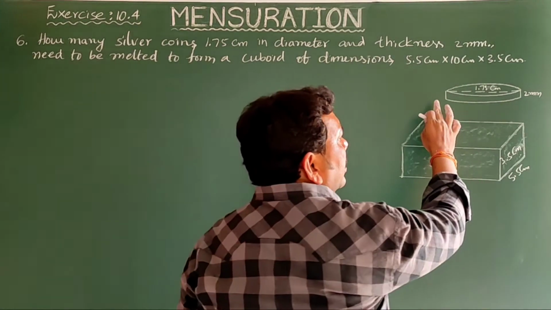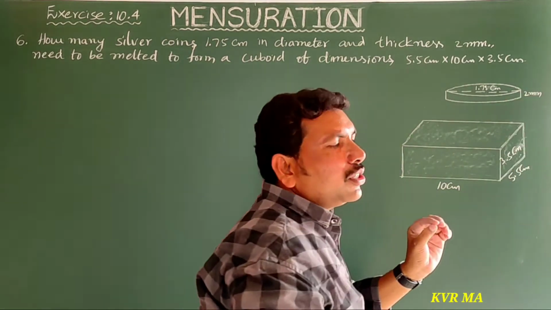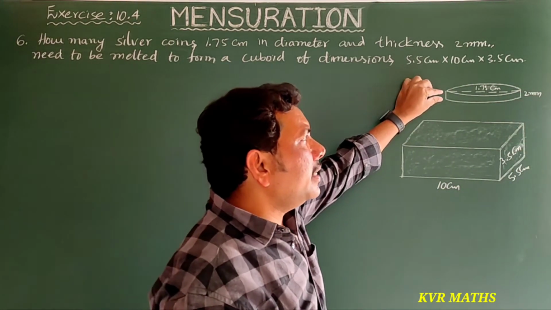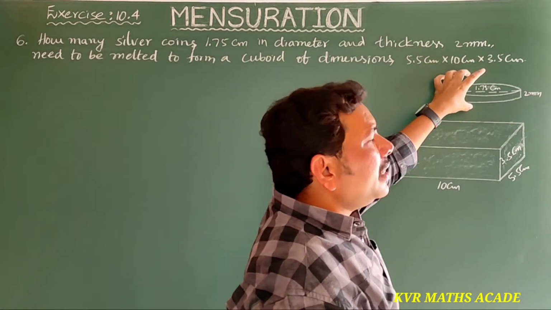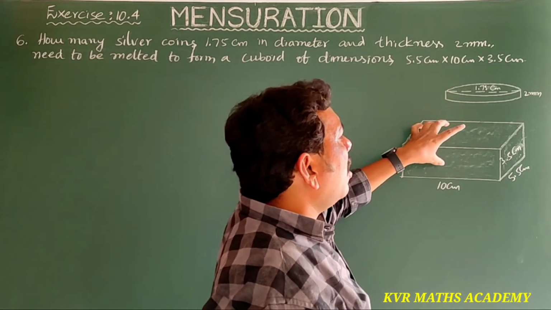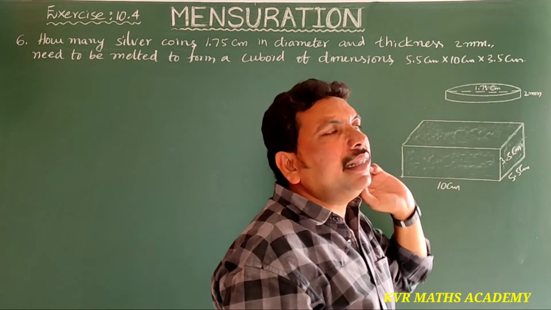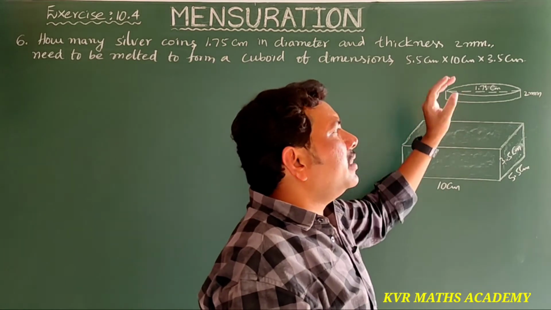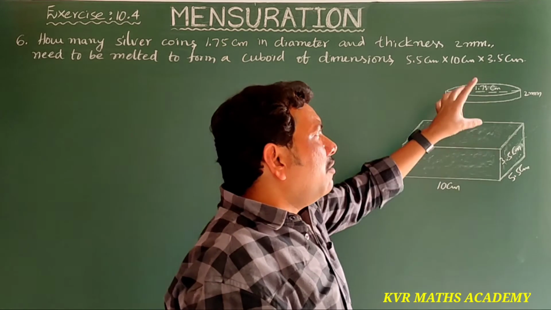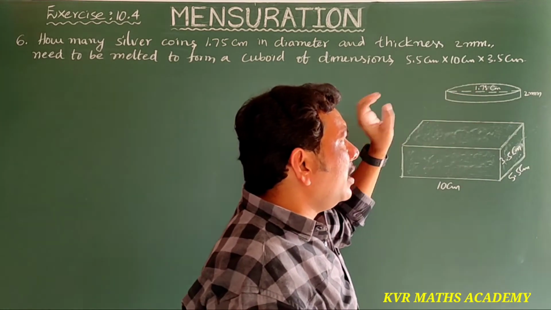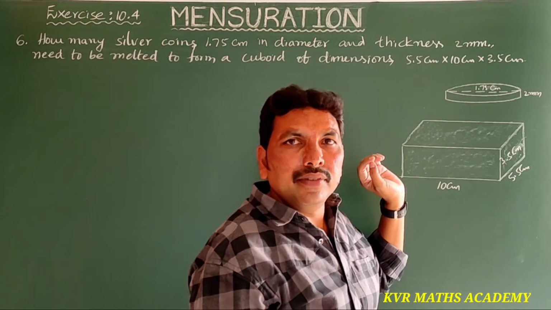So here the silver coin's diameter is 1.75 centimeters, and its thickness is 2 millimeters. We have to melt these silver coins and form the cuboid of dimensions 10 centimeters, 5.5 centimeters and 3.5 centimeters. So how many silver coins do we need? Let us find. The volume of the number of silver coins is equal to the volume of the solid, right?